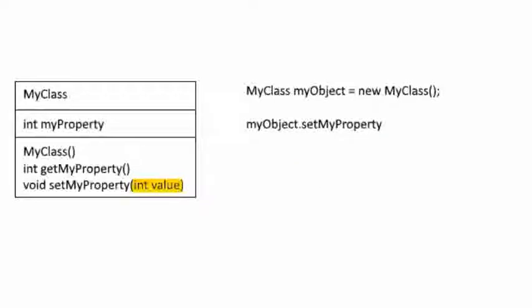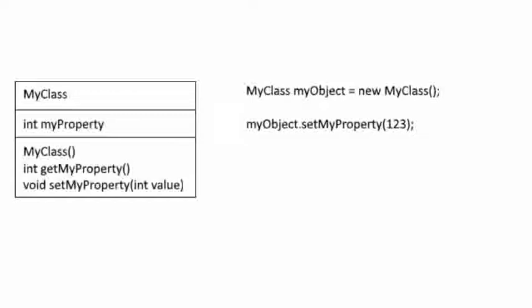The UML diagram says that setMyProperty takes one argument. The one argument is the value we want to set myProperty to, 123. Notice that, according to the UML-Like diagram, the argument must be an integer. 123 is an integer.